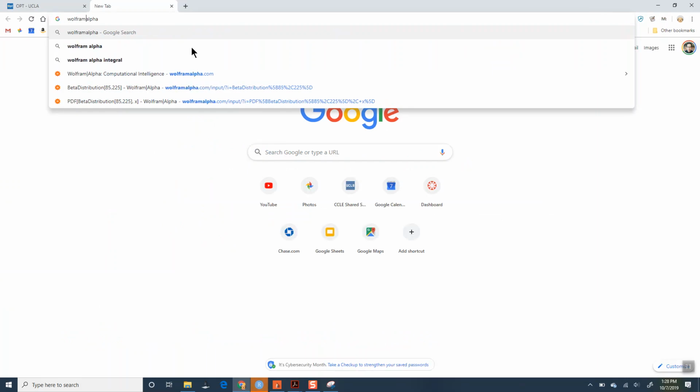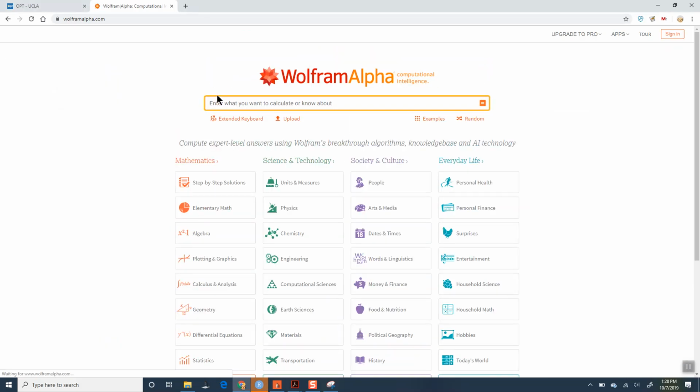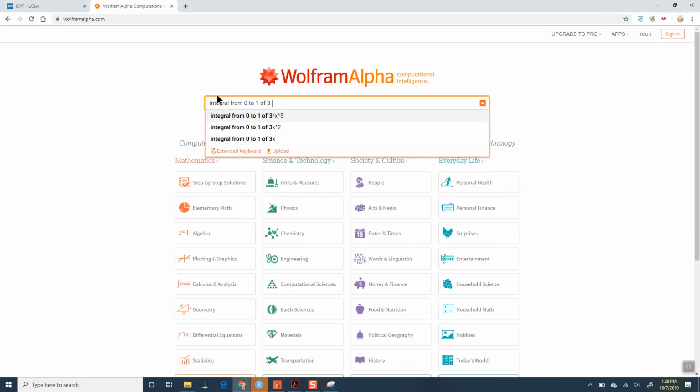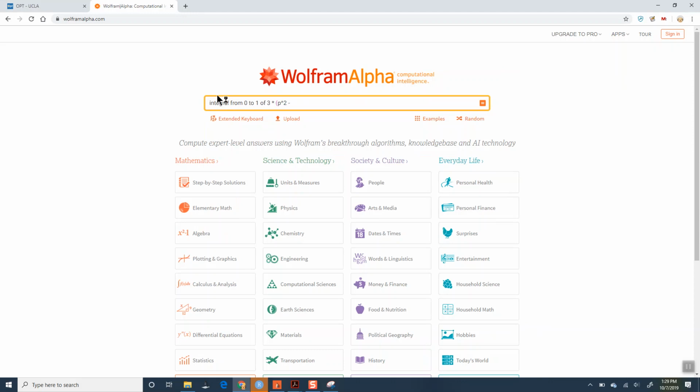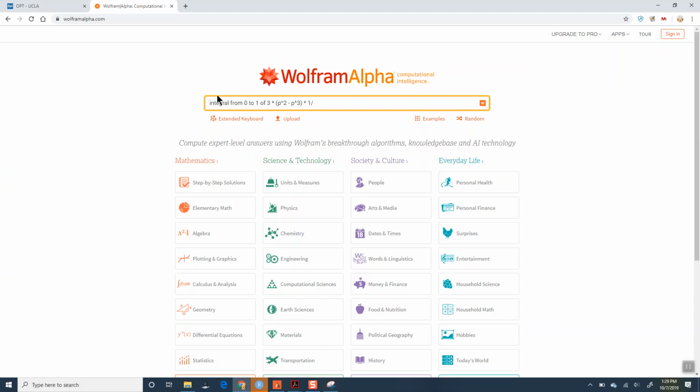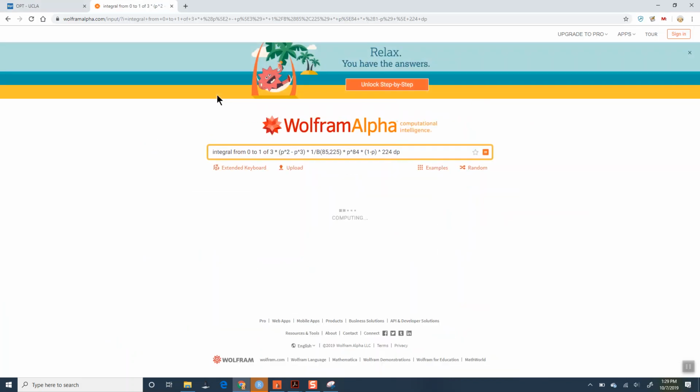Now I'm curious. Okay, did anyone go to Wolfram Alpha? Yeah, it worked, but I didn't put in the constant. You didn't put in the constant. Okay, so we'll try it. We'll say integral from 0 to 1 of 3 times p squared minus p cubed, times 1 divided by beta(85, 225), times p to the 84, times (1 minus p) to the 224 dp. Okay, Wolfram Alpha, go.